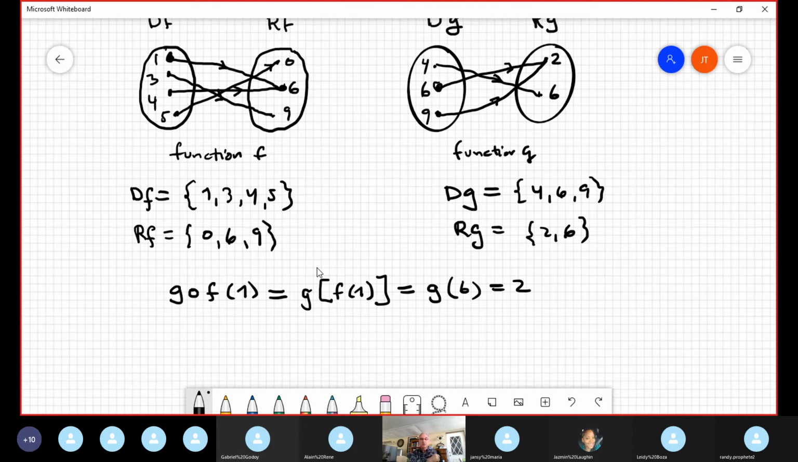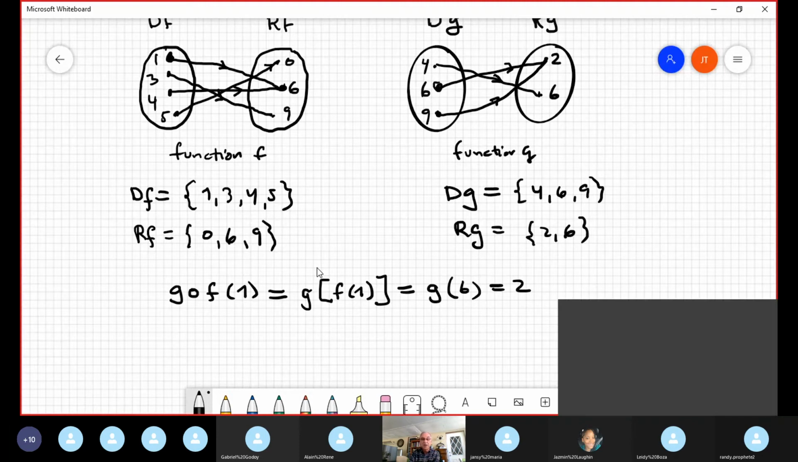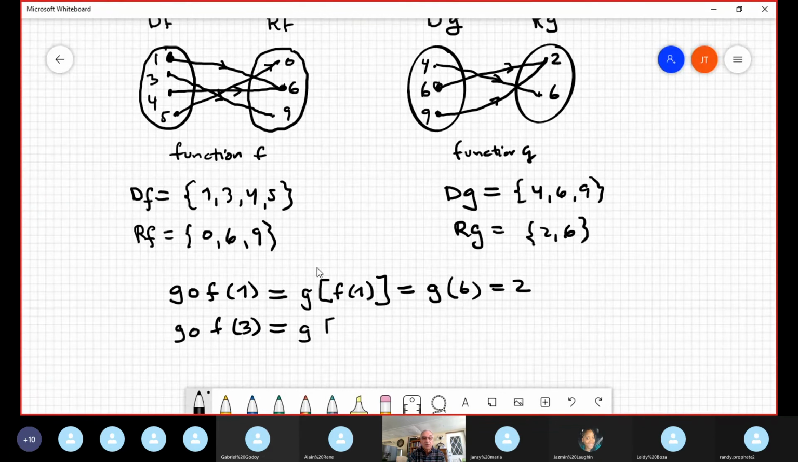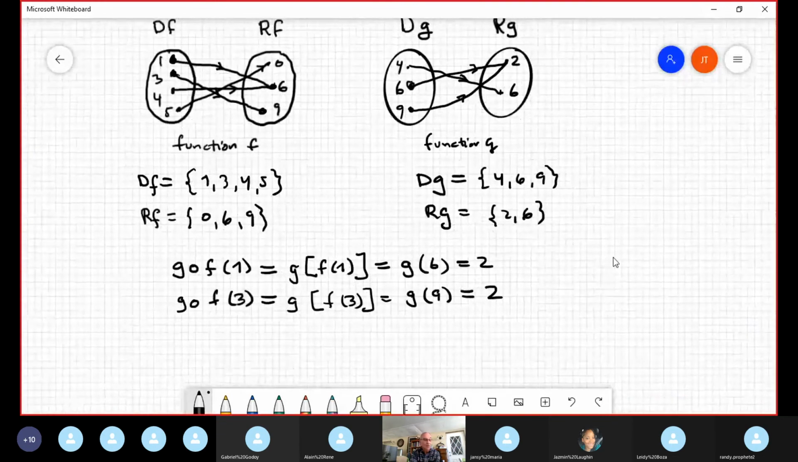Do you follow me, guys? Okay, super. Now suppose g composition f evaluating 3. This is g, and the first function is f, exactly the same. f at 3 is 9, and g at 9 is 2. Everyone follow me?